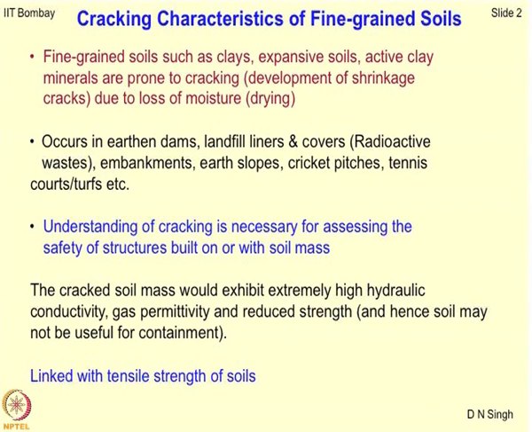mostly people are interested in studying cracking patterns in fine grained soils. What is the reason? So the basic reason is, though fine grained soils are very impervious, the moment cracks develop, effective permeability will be much more. So any structure which you are constructing with a fine grained material which is prone to cracking would ultimately result in increased hydraulic conductivity, and which may defeat the basic idea of using fine grained soils for construction purposes, like backfills.